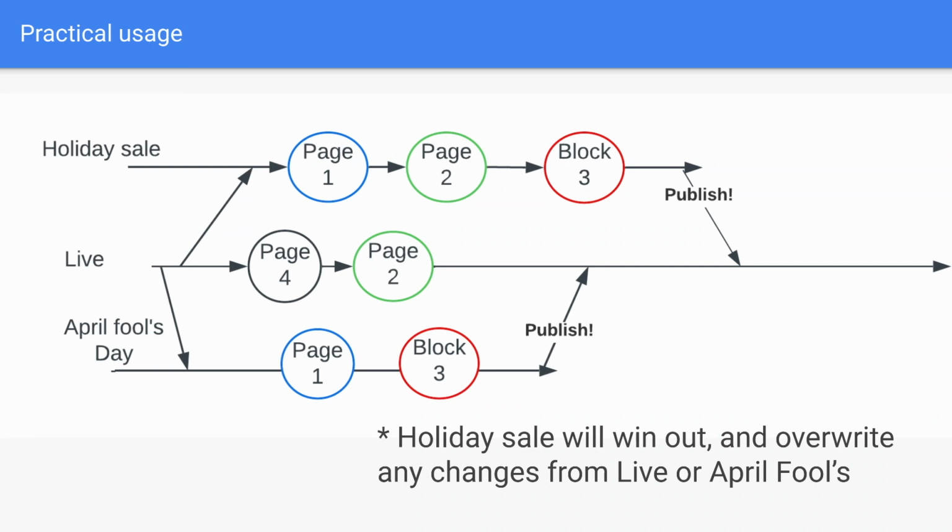And so what happens is, you'll publish your April Fool's Day workspace, all your revisions in April Fool's Day will go live, and later on, the holiday sale team is still working on that stuff. When they publish, those pages will go live. They'll just overwrite April Fool's Day. It kind of requires a little bit of thought because it's the concept of last write wins. So it's not like Git where you're reintegrating the pages. Whatever's in that workspace at the time, that's the one that gets written.